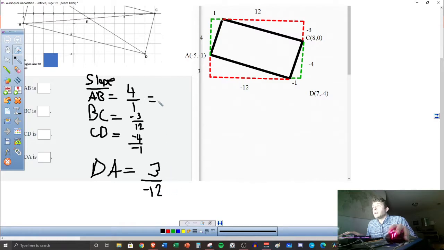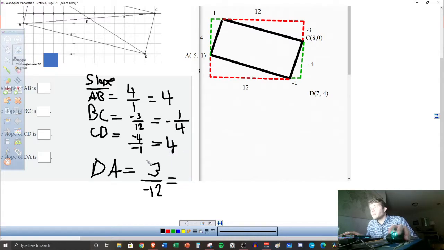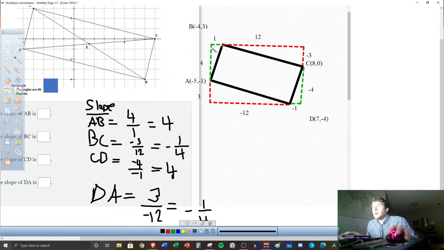So then we simplify all of these. So the slope is 4. Right here, it's -1 over 4. Then we get 4 again, and then we get -1 over 4. So what we're looking for is to show that opposite sides, so AB and CD, have equal slopes. Yes, 4 and 4.